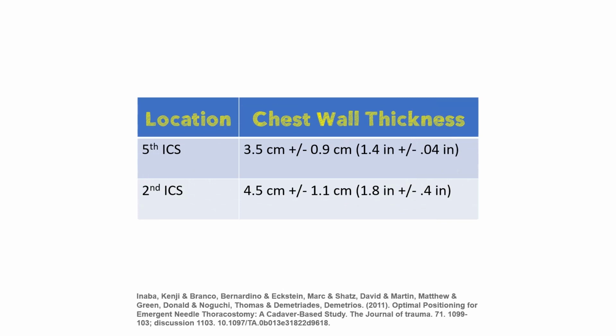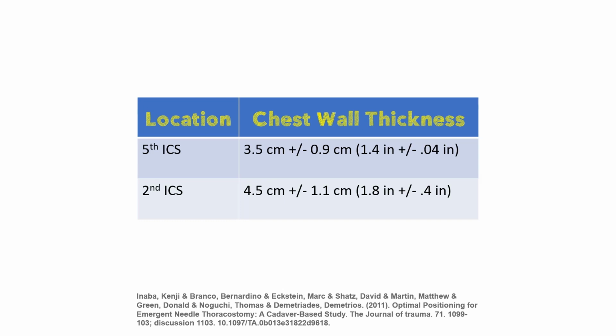So the average chest wall thickness at the second intercostal space is about 1.8 inches, give or take about half of an inch. And this is just the average chest wall thickness. Now there are deviations to this, and some patients may have a much thicker chest. And that's not even taking into consideration patients that could also have subcutaneous emphysema, which could increase the chest wall thickness. However, at the fifth intercostal space, you'll see that the average chest wall thickness is 1.4 inches, give or take 0.04 inches.